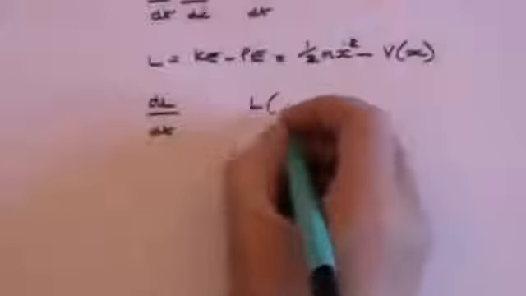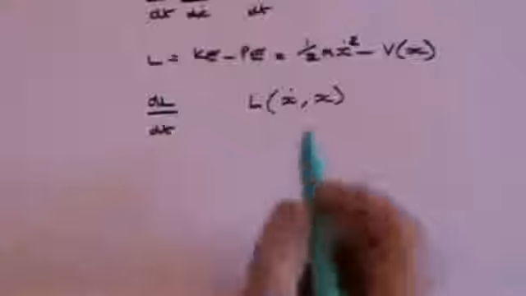So we need to differentiate this with respect to time. Now, how do you differentiate a term like this with respect to time? Well, the Lagrangian itself is a function of x dot and x. We've already said that before. It's a function of velocity because it's got kinetic energy in it, and it's a function of distance because it's got potential energy in it.